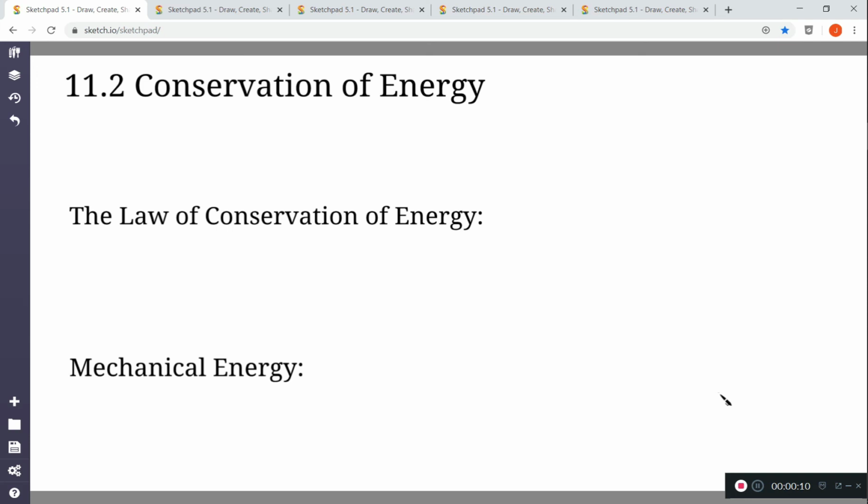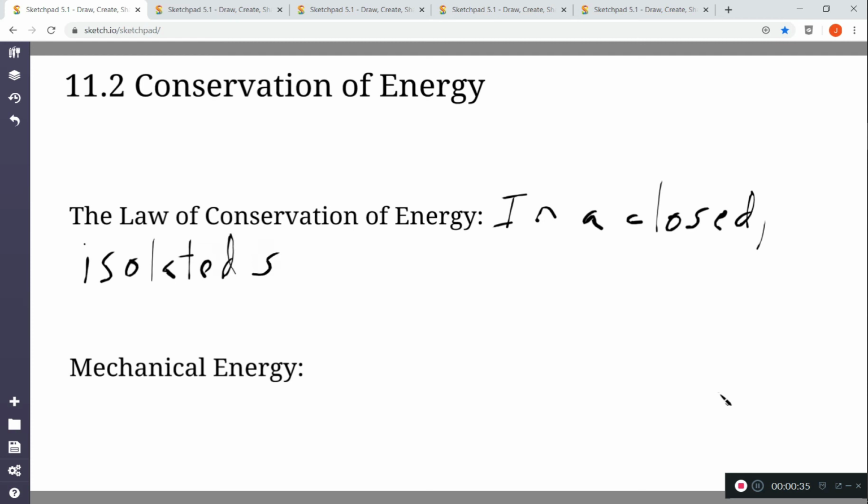And we just did a lab on this, kind of implying what we were going to be talking about today, and that is that the total energy of a system remains constant. So the law of conservation of energy says that in a closed, isolated system, energy cannot be created or destroyed.